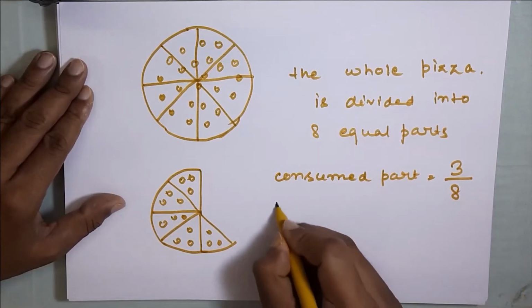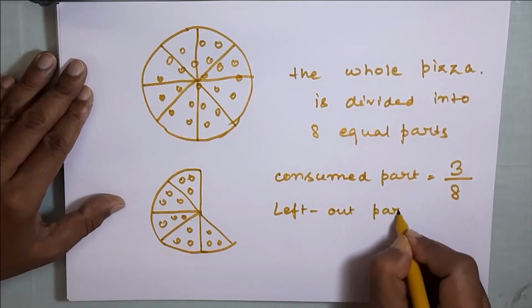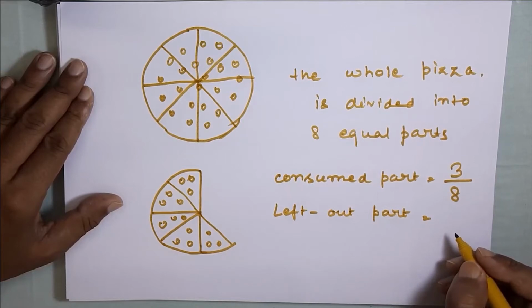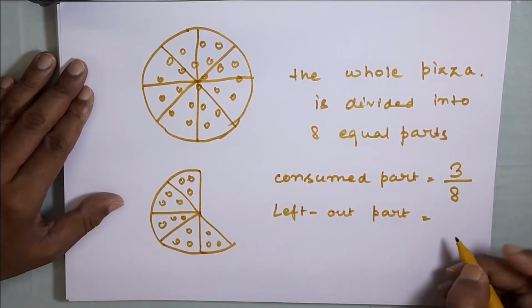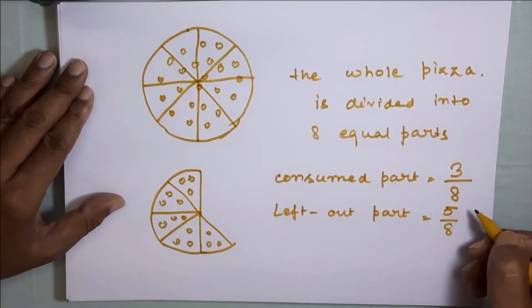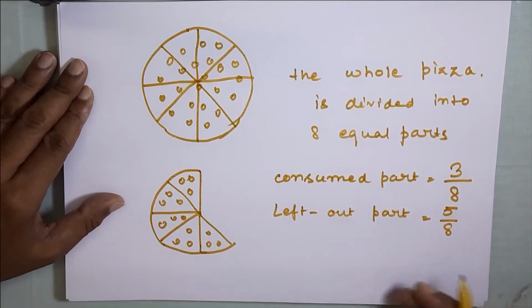The leftover part will be equal to what? Can you guess that? Okay, yeah, you got the correct answer. It will be 5 out of 8. So this 3 by 8 which has been consumed and 5 by 8 which is still left will be consumed subsequently. So this is a fraction.